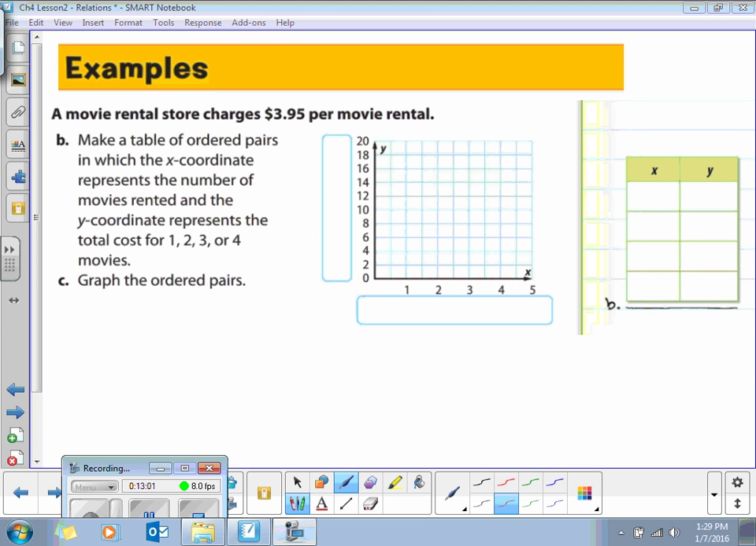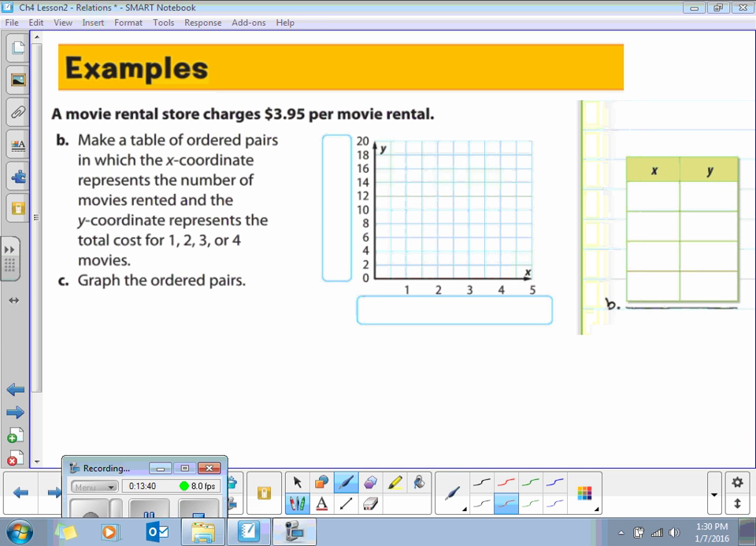And in our last example, a movie rental store charges $3.95 for movie rental. Make a table of ordered pairs in which the x-coordinate represents the number of movies rented and the y-coordinate represents the total cost for 1, 2, 3, or 4 movies. Then we want to graph the ordered pairs. So in order for us to make this table, we need an equation, right? They didn't tell us to make an equation, but I know that in order to make this table, I need a formula to get it.